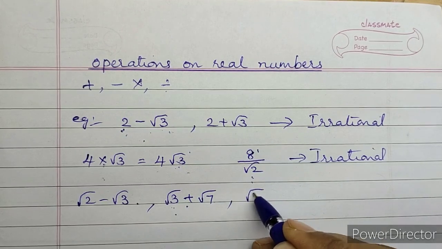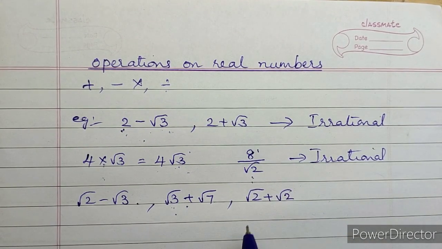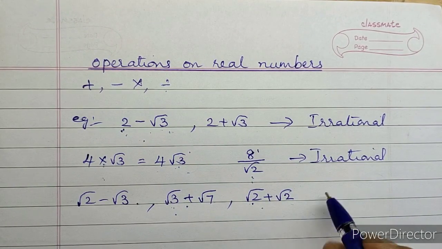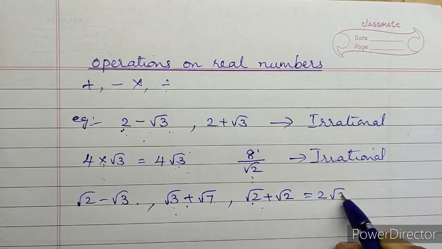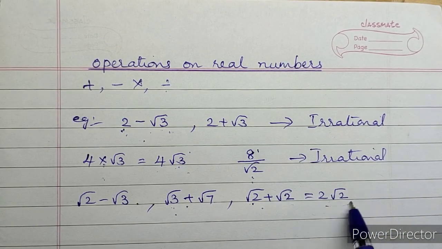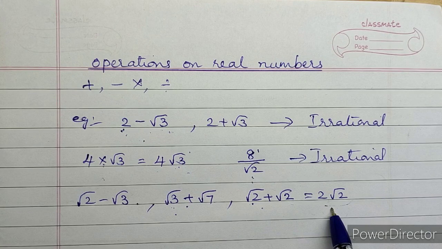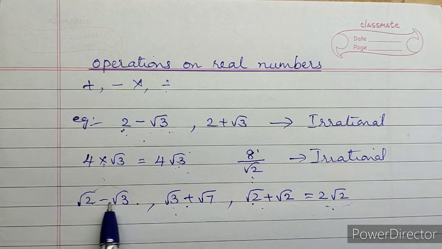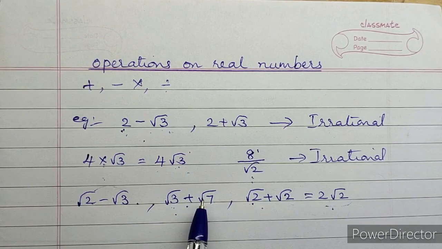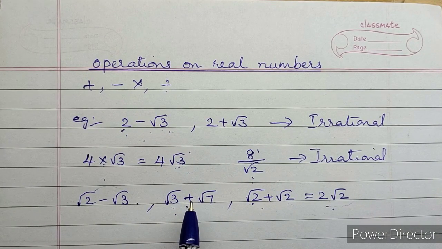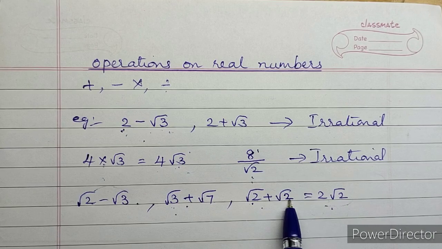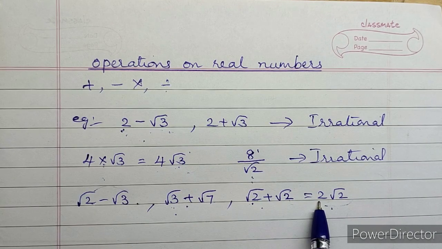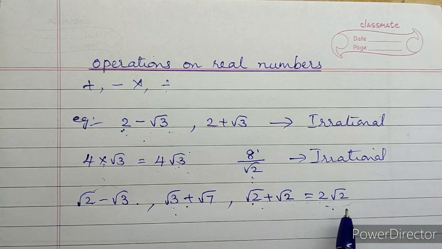But root 2 plus root 2, both the same, means you can add and write as 2 root 2. So, 2 root 2 also is irrational only. So, understood? If different irrationals come, you can't add or subtract. You should write like that only. There is no simplified form for that. But if the same irrational number comes 2 times, you can write 2 root 2. 3 times, you can write 3 root 2, like that.